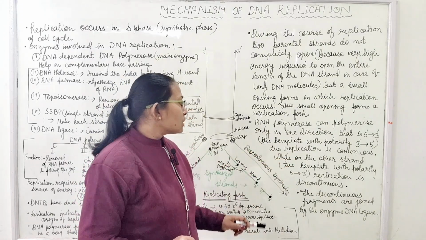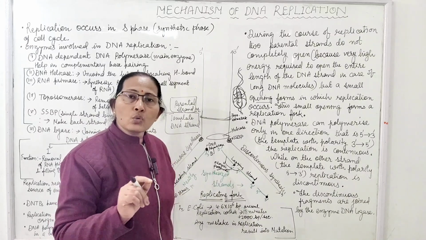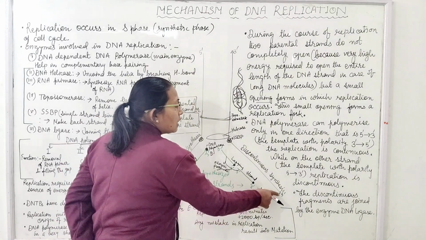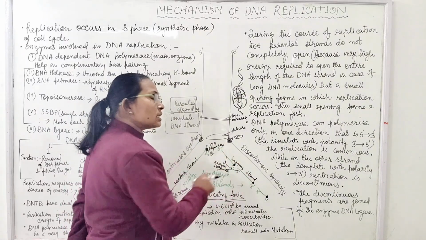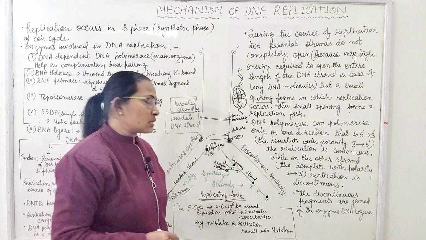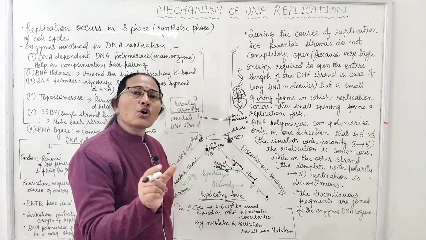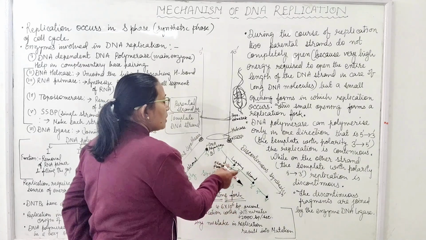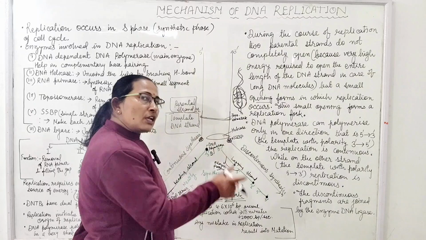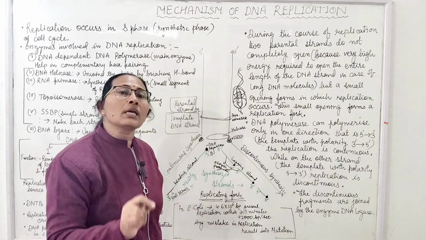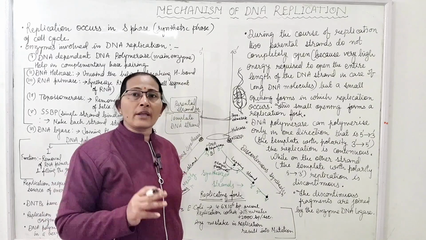On the other template strand, whose polarity is 5' to 3', there will be discontinuous synthesis of new strands, and there the lagging strand forms. Small fragments of DNA will be formed there, and these fragments later will be joined together by the DNA ligase enzyme. So this is all about DNA replication.